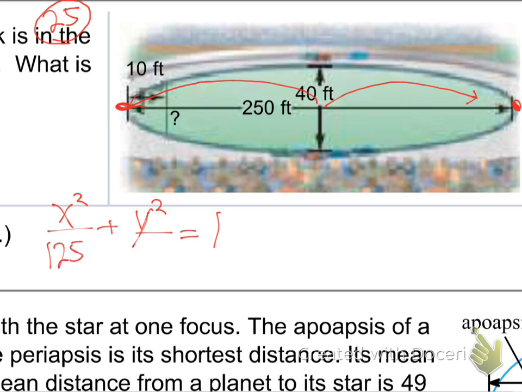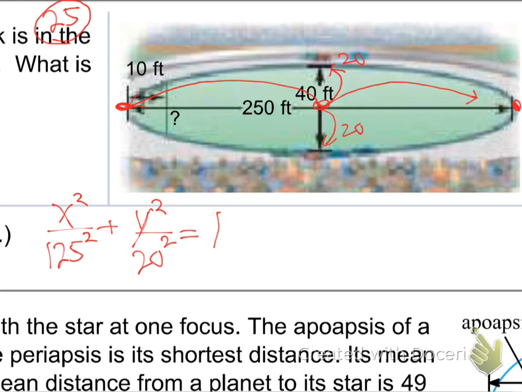Yes, 125 squared. Because they're saying it's 250 all the way across. So from the center, remember A, B, and C are always from the center to the edges. So from the center, right and left is 125. From the center, up and down, well, if it's 40 all the way up and down, then from the center up is 20, down is 20, so this is 20 squared. We good there? So we have the equation of that oval shape, of that ellipse.